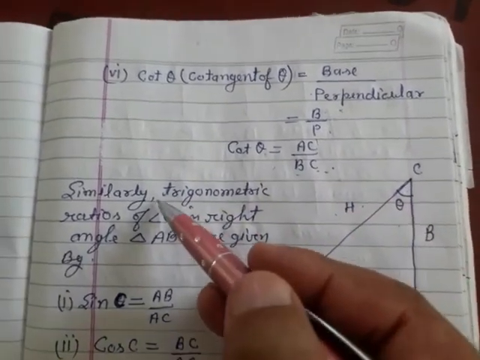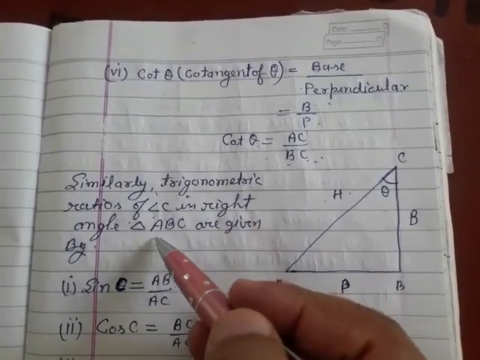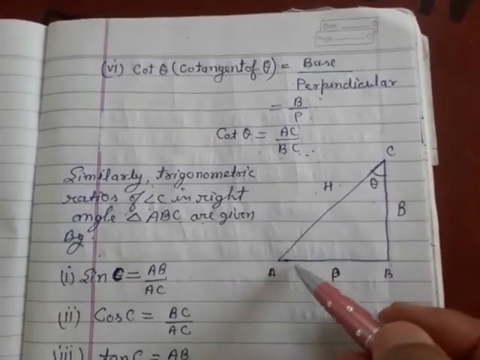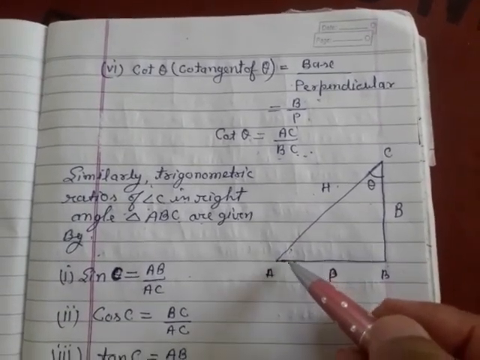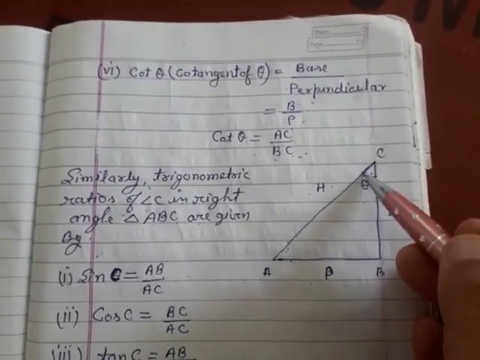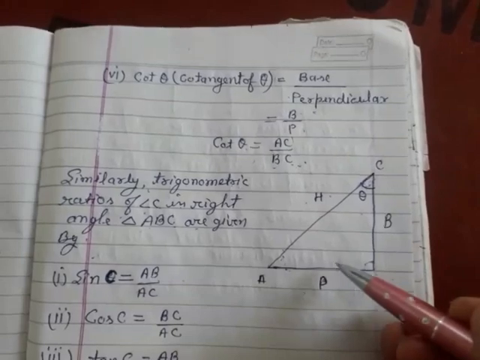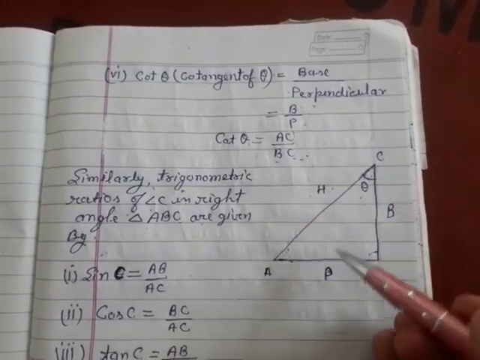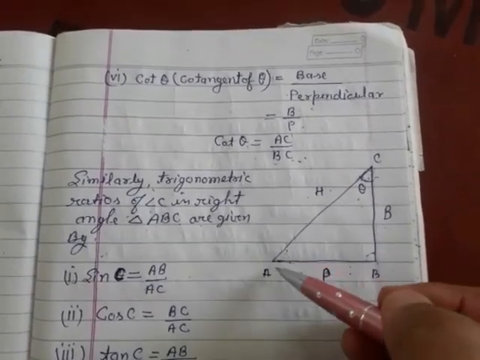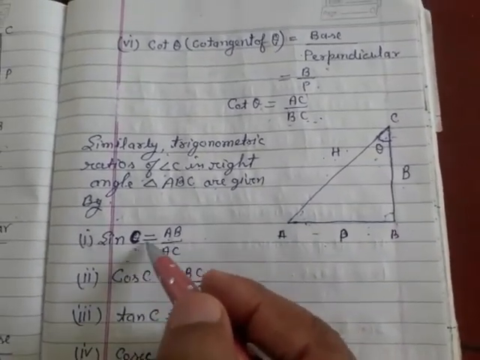Clear? Similarly, the trigonometric ratios of angle C in the right angle triangle ABC are given as follows. Sometimes the angles are changed, and the question is to find sin C. Here this is angle C and this is the 90 degree angle. So for angle C, AB is the perpendicular, BC is the base and AC is the hypotenuse.